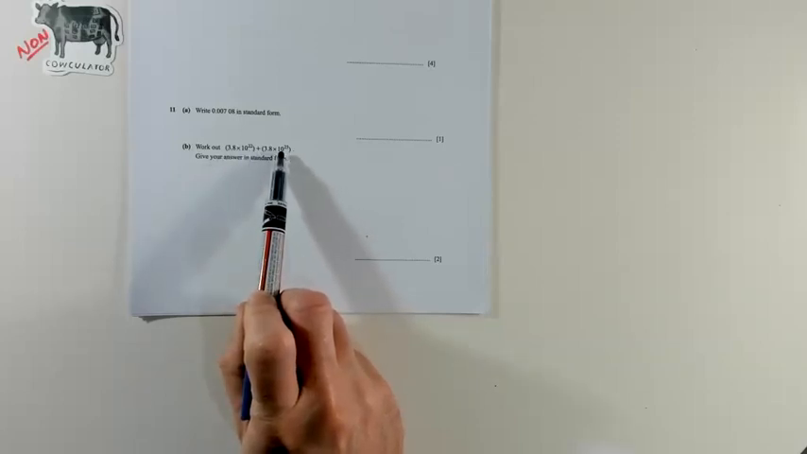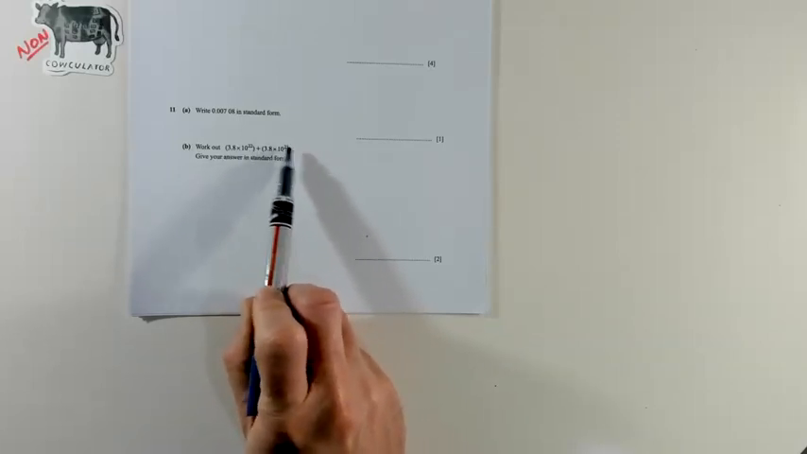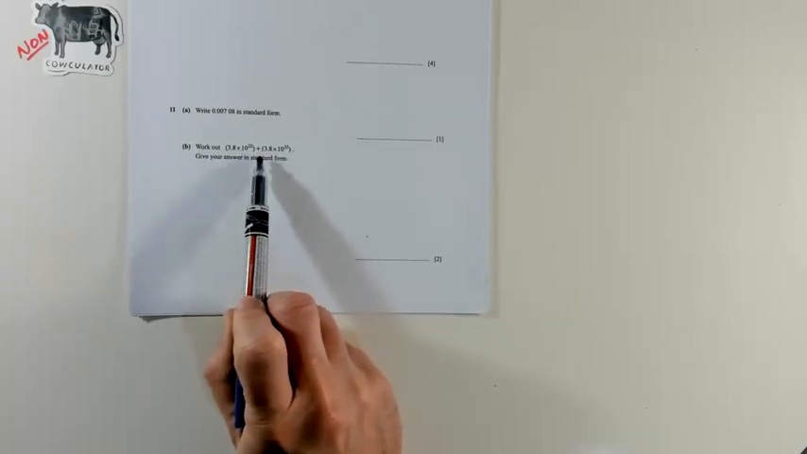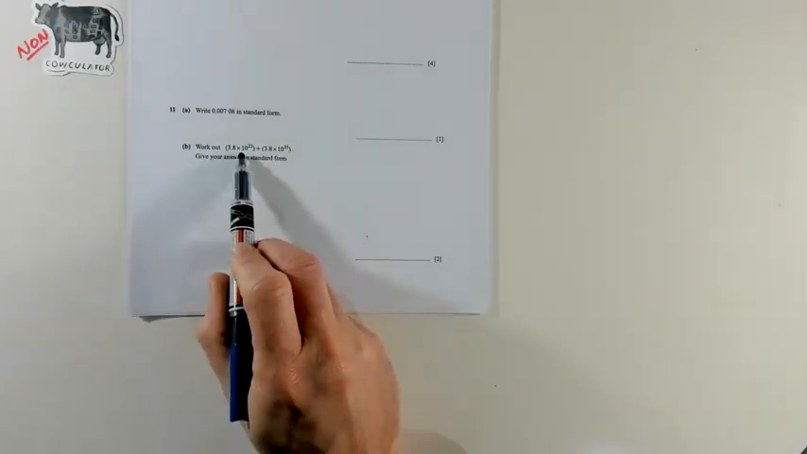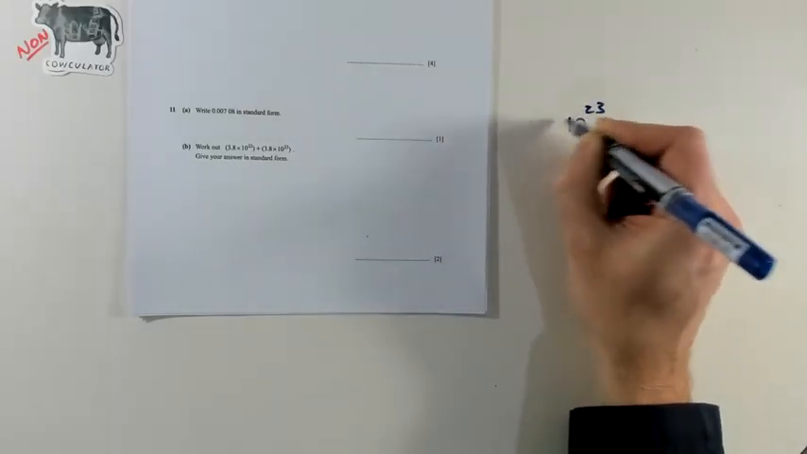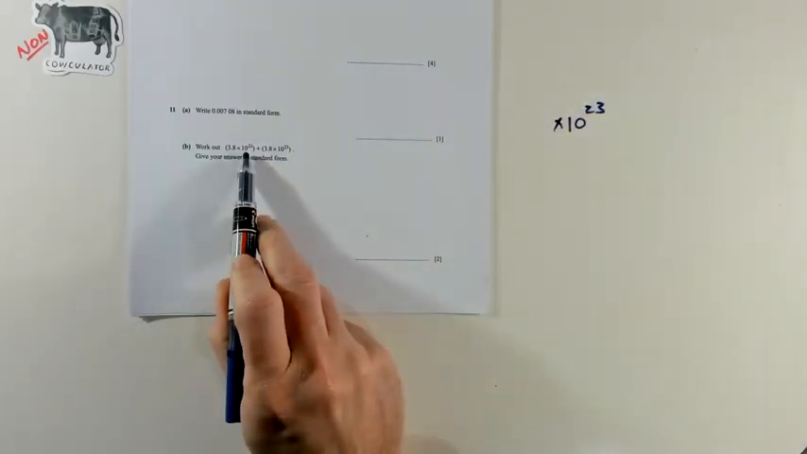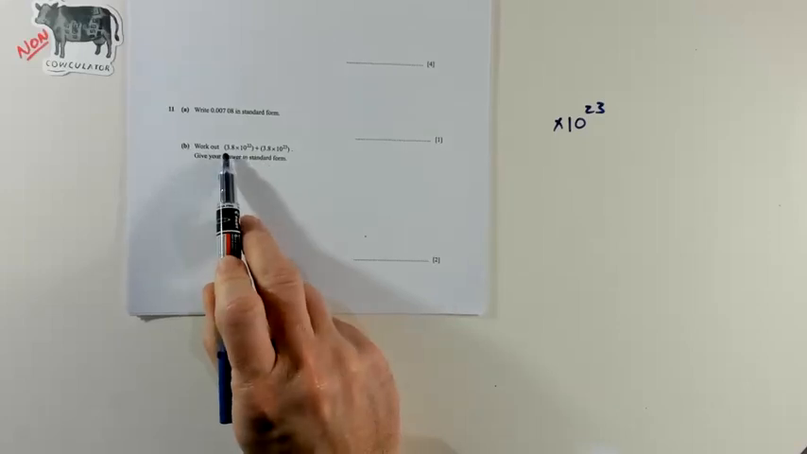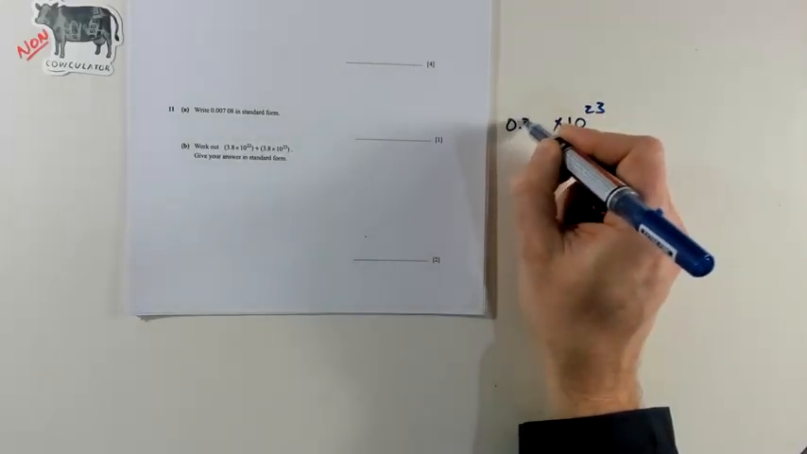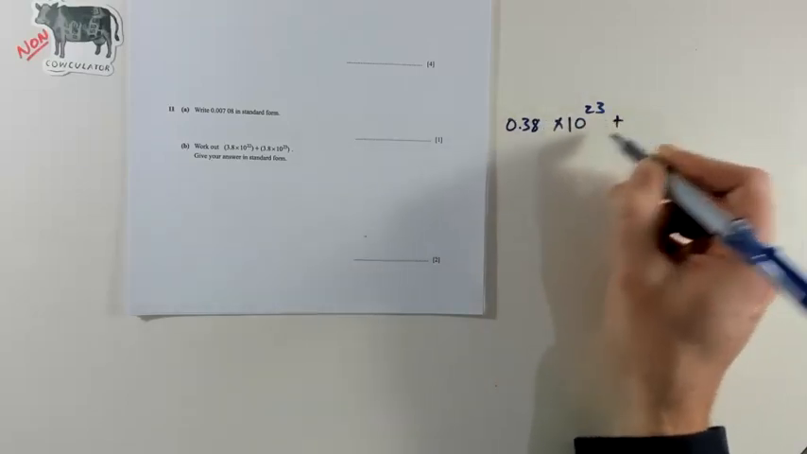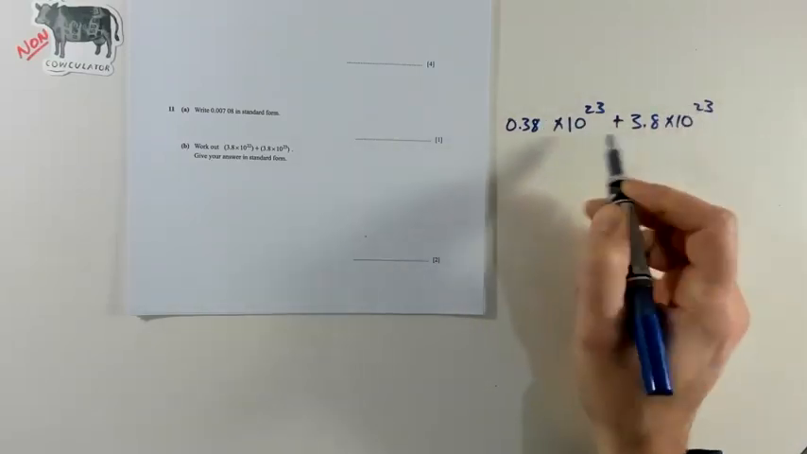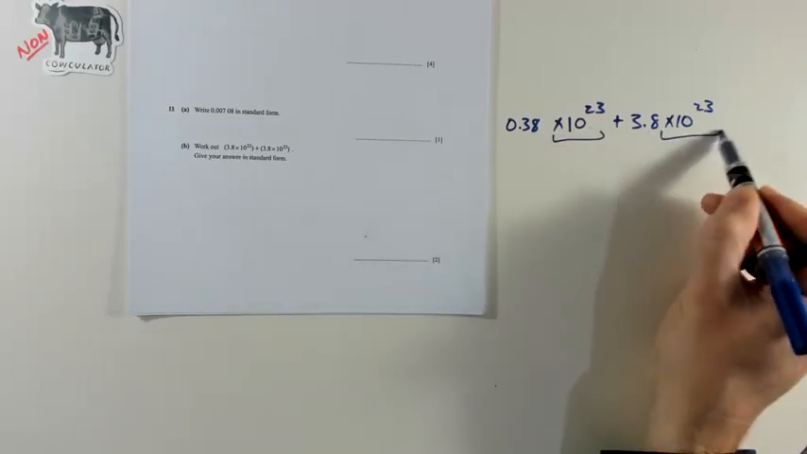So I usually want to keep the bigger number and write the smaller number as a bigger number. So the 10 to the power of 22, I'd like to write it as 10 to the power of 23. Because I multiplied by 10 there, I'll have to divide by 10 there. So this will become not 3.8, but 0.38. And then plus 3.8 times 10 to the power of 23. So now I have like terms and I can add them.